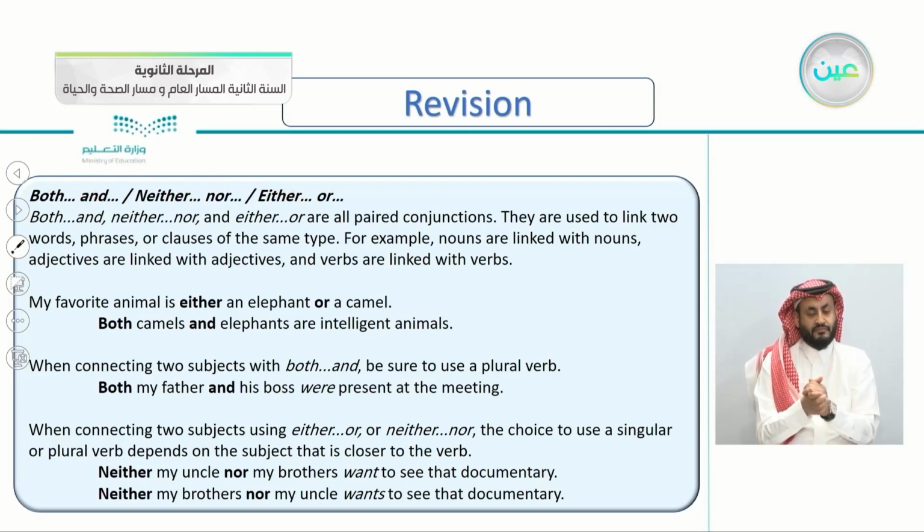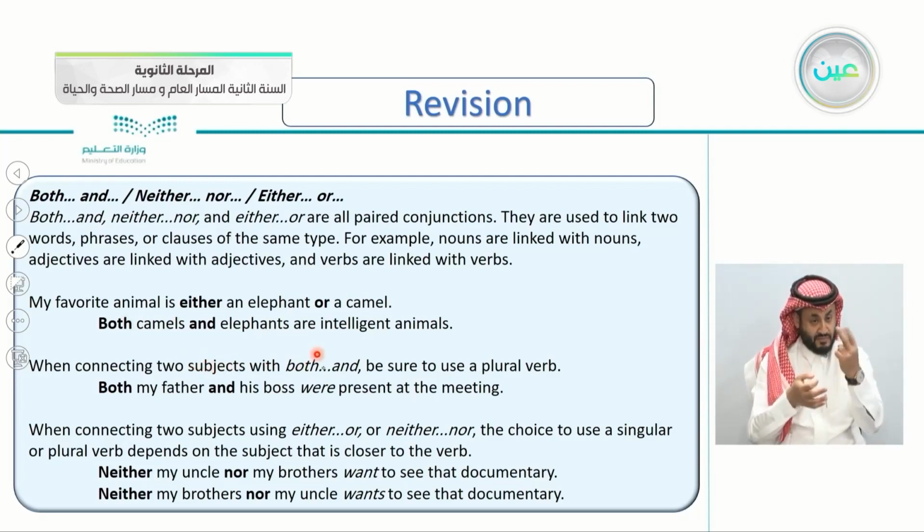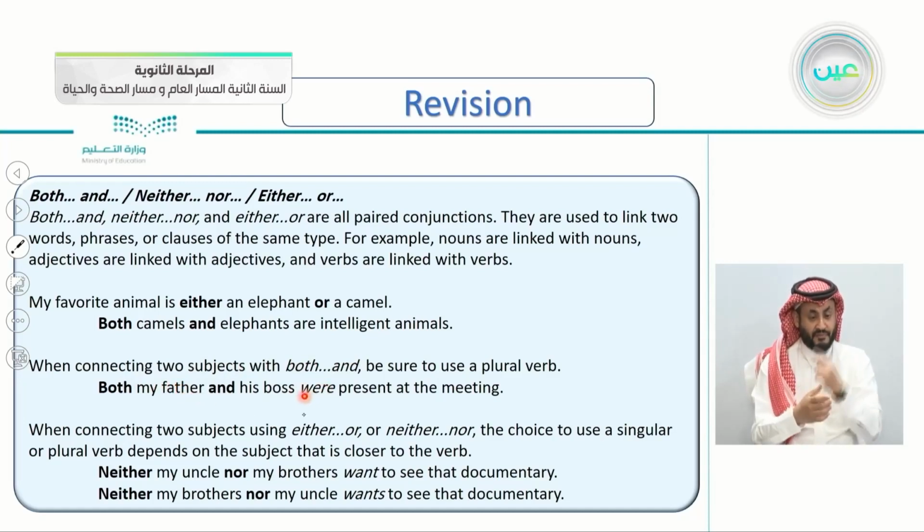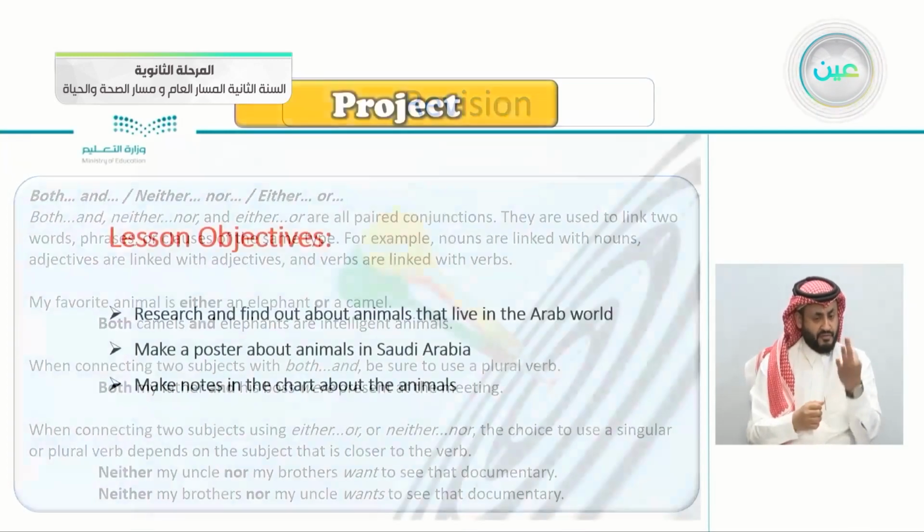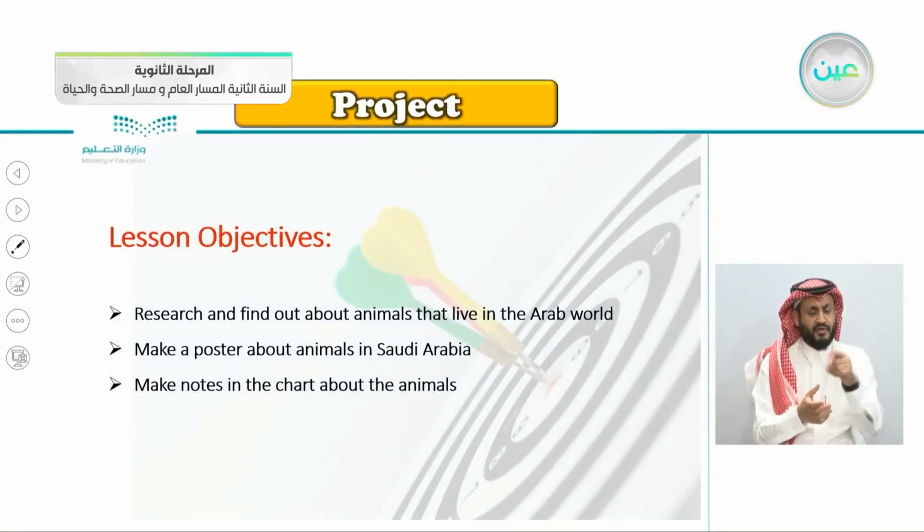If you remember, we said my favorite animal is either an elephant or a camel. Elephant, camel, noun, the same thing. Both camels and elephants are intelligent animals. And we learned that when we want to connect two subjects with both and, be sure to use a plural verb. Both my father and his boss were. Plural verb here, were.